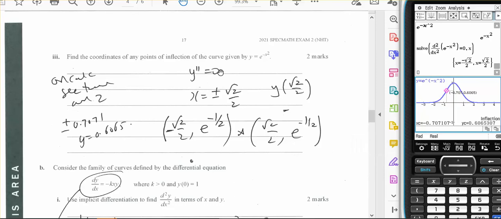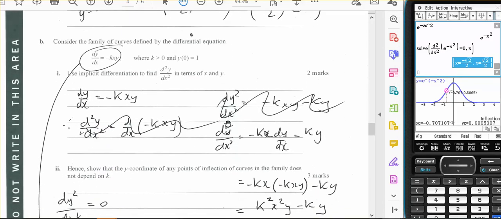So here I've set the second derivative equal to 0. I've got the second derivative, set it equal to 0 and solve, and I get my 2 answers, plus or minus root 2 on 2. Sub it into the y value to get my coordinates.